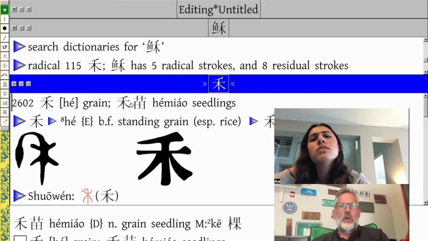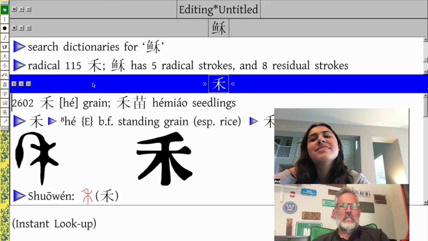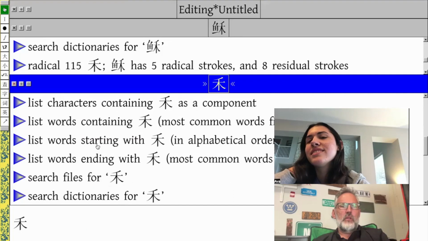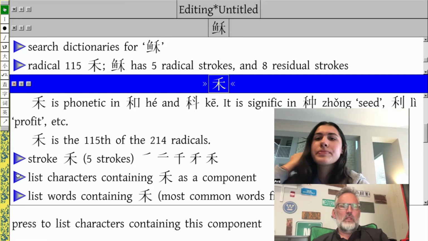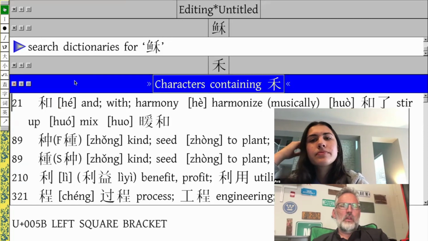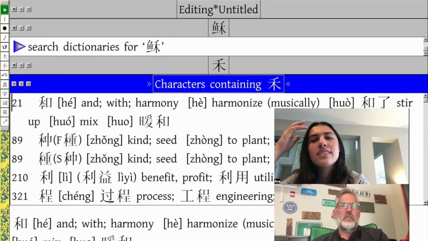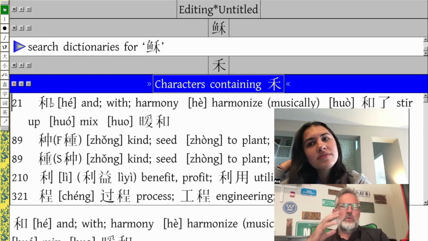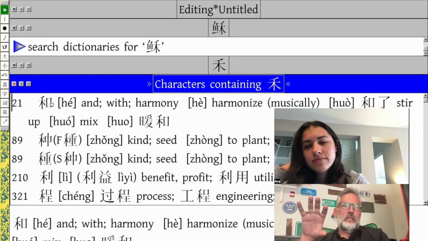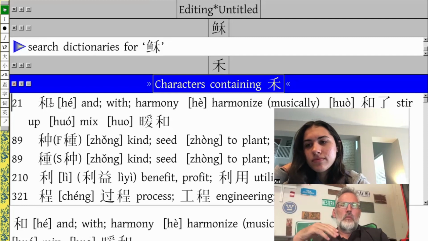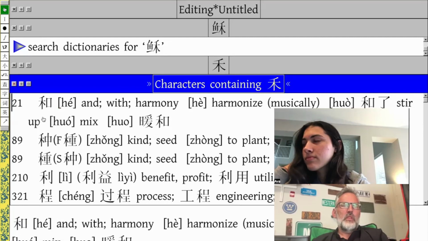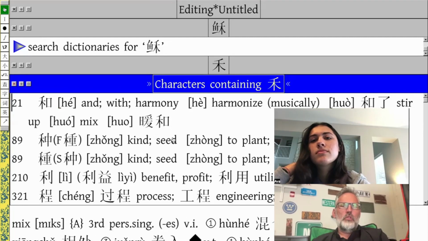Like miao, seedlings. I never needed that word. But this character is going to be in a bunch of other characters. So on Pleco, you can come down and say list characters containing as a component, and then it's like, oh yeah, that's where I've seen it. With a mouth radical next to it is like zhong, or zhong to plant.